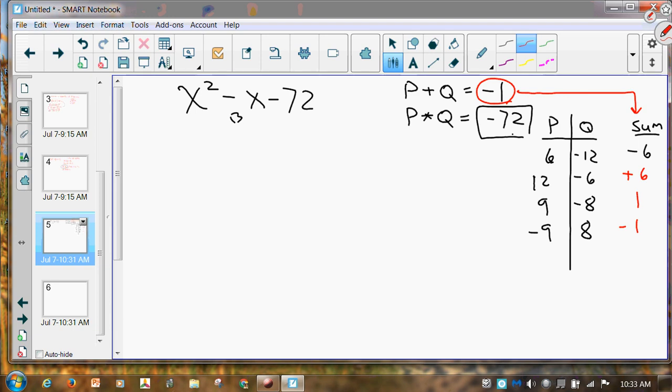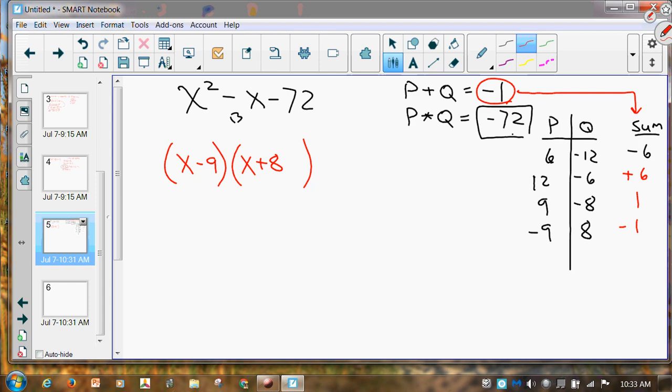So now I know that P and Q, doesn't matter which is which, P is going to be minus 9 and Q is going to be 8. And so I just merely transfer this over to the factors that make this true. And so I can say that x minus 9 times x plus 8 is going to be my solution.